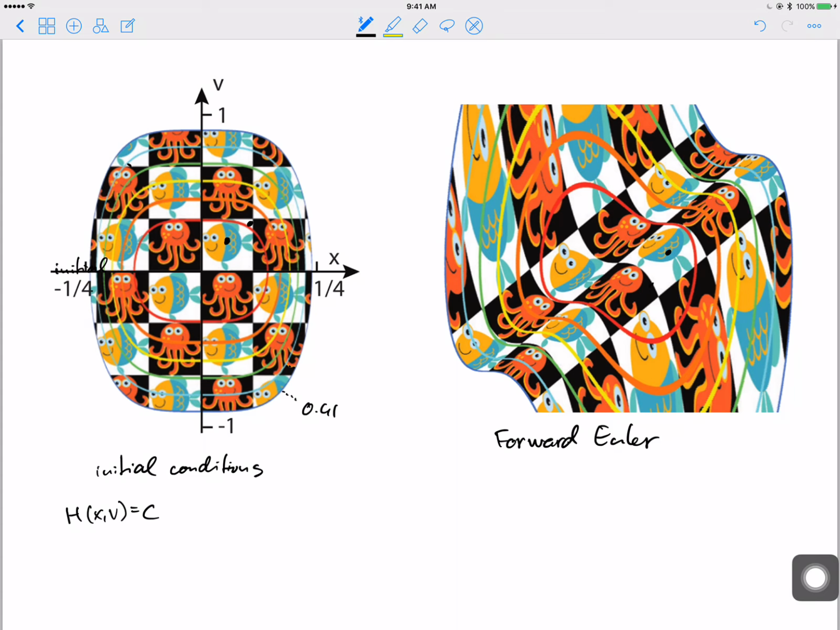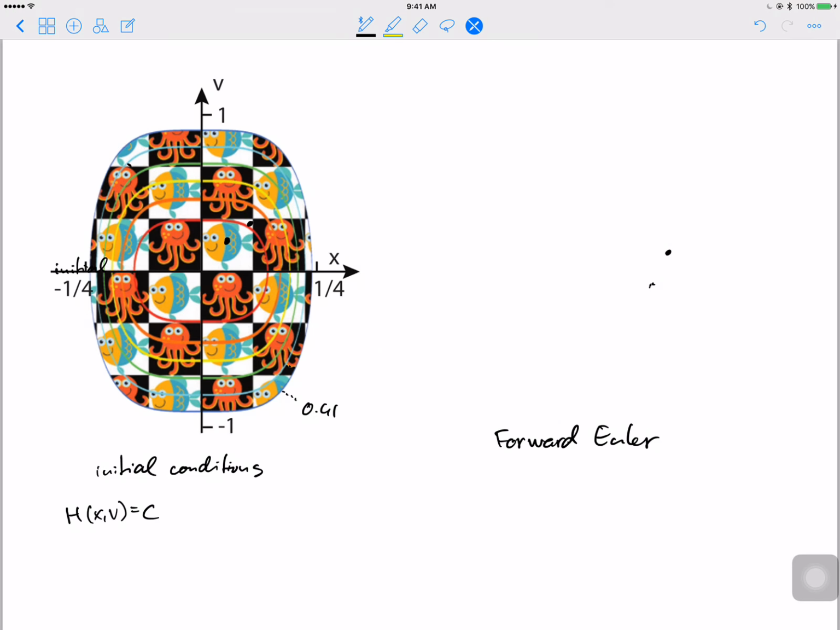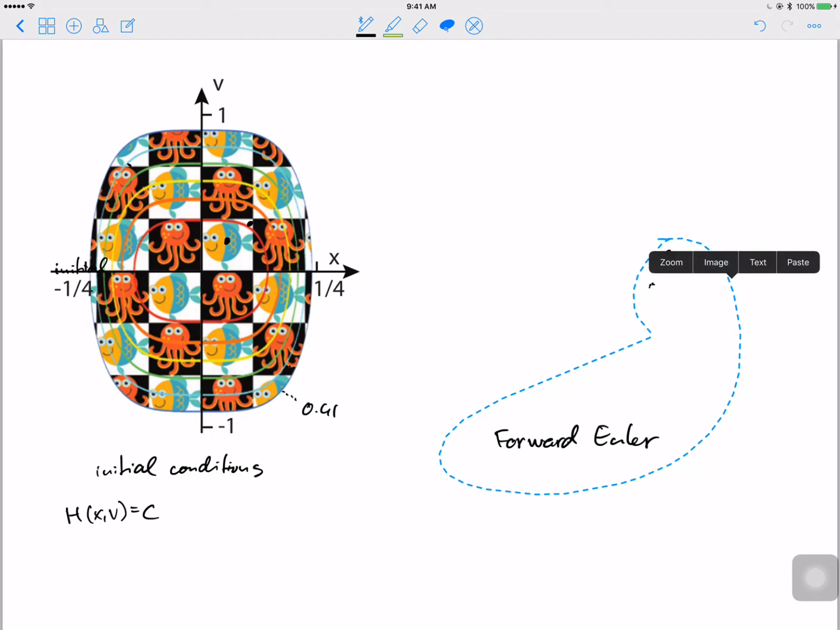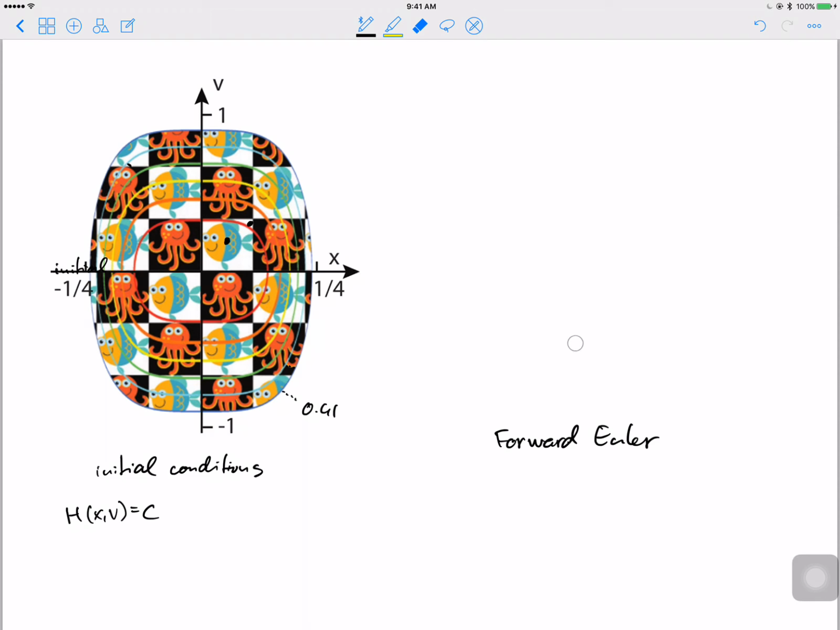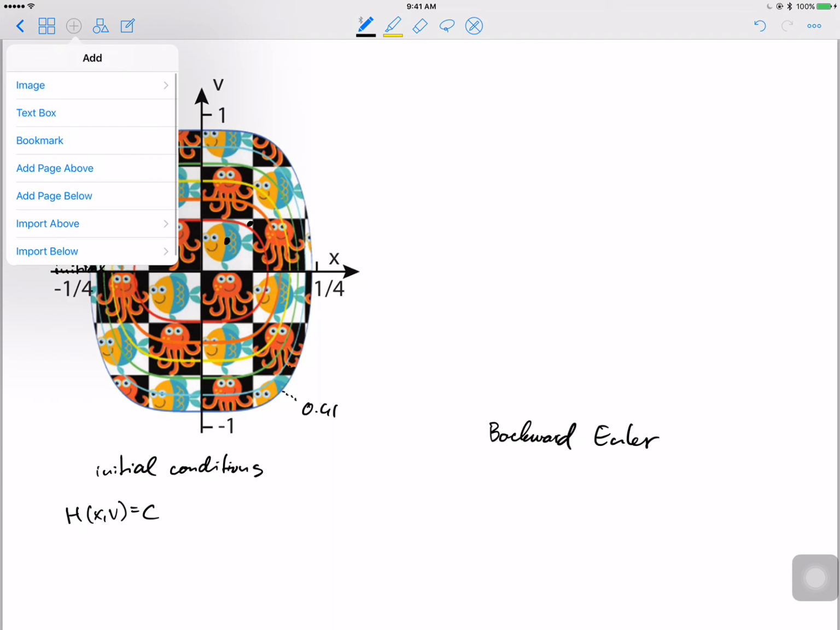So if you look instead at backward Euler, delete. Oh yeah. Come on. Just do this. So backward Euler. How do you think it will look?